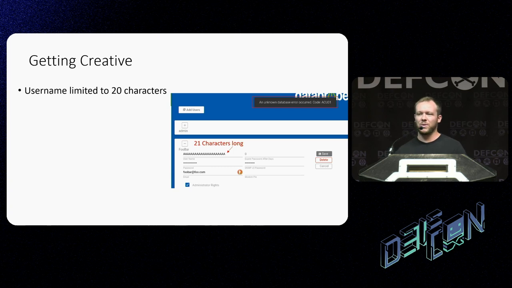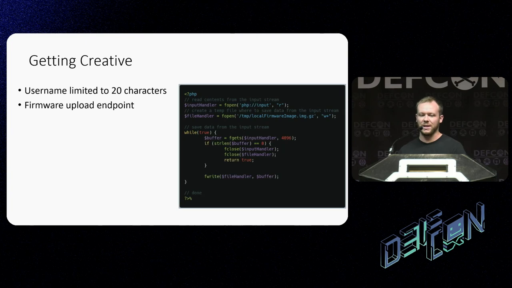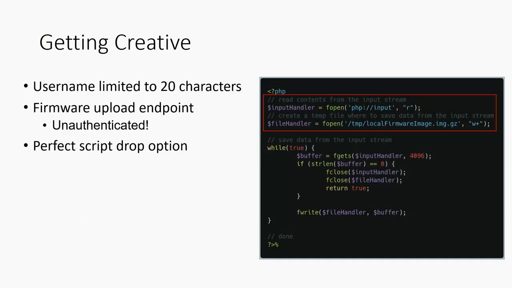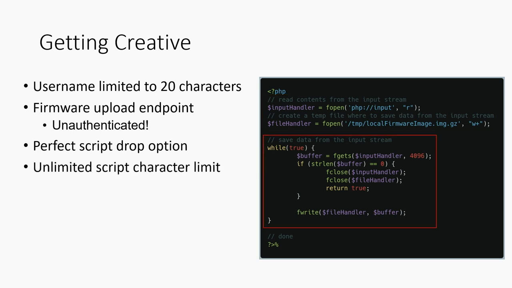We remembered there's a pretty interesting endpoint we saw early on, this firmware upload endpoint. The reason it stood out to us, and that we remembered to use it potentially for this, was that it was unauthenticated. So this is the entire PHP file here. The thing that really caught our eye was up here at the top: it's taking POST parameters as input and then directly writing them to this file in temp. It will do this until it reaches an EOF, which is kind of a perfect script drop option with an unlimited character count, really.